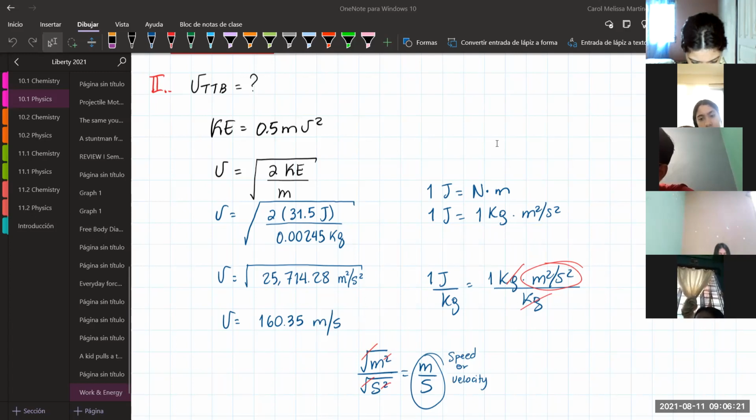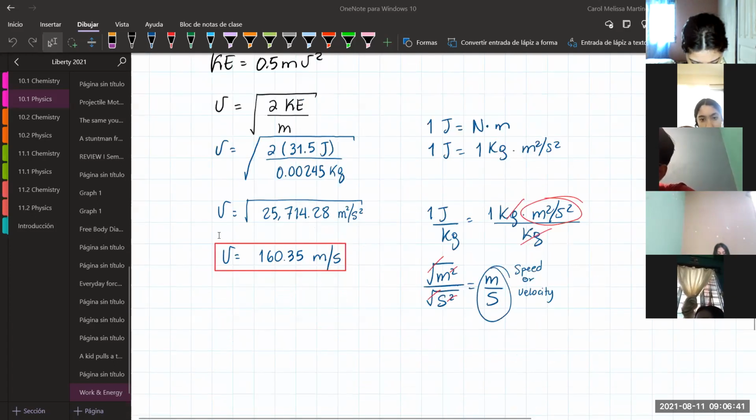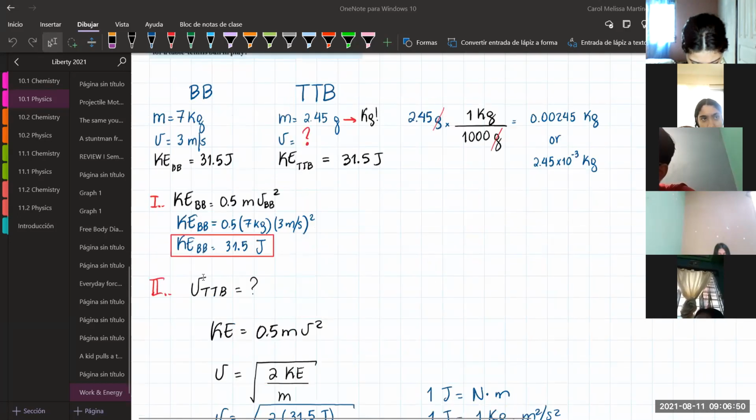They don't appear there randomly, okay? Not because Ms. Martinez does it that way. No, they have a reason to be there. Now, this is the answer. So, in order for the table tennis ball to have the same kinetic energy as the bowling ball, it needs to have a speed of 160.35 meters per second.